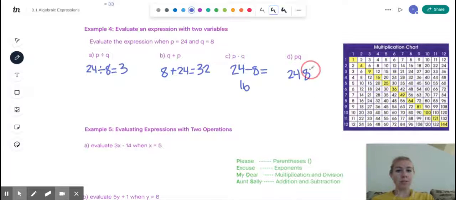So what we do is we put parentheses around at least one of the variables, or at least one of the numbers. So I put it around 8. And remember, the parentheses mean multiplication. Okay, so now we have 24 times 8, and I know that is 192.